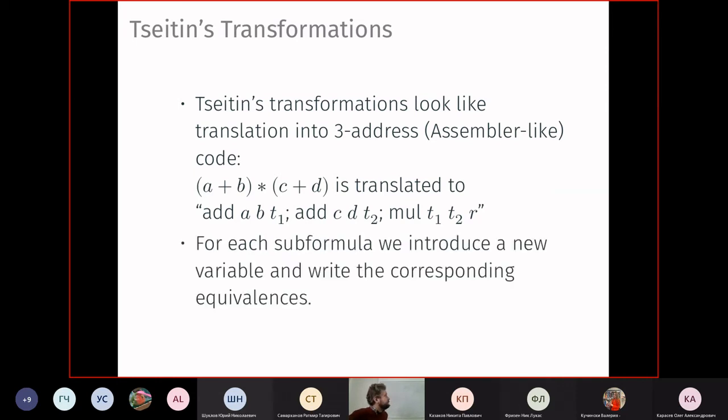So for each subformula, we will introduce a new variable and write the corresponding equivalences. And then postulate that the variable which corresponds to the formula itself is true.